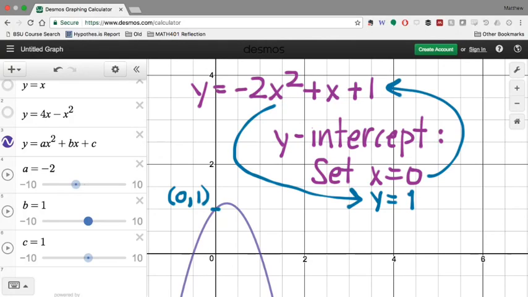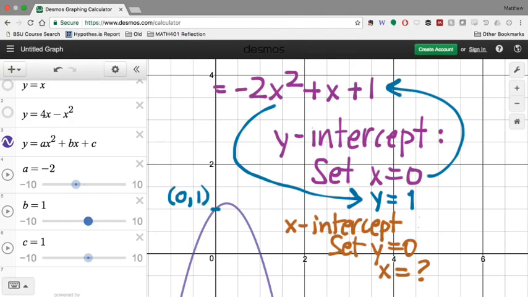Okay, so that wasn't so bad. What about the x-intercepts? Yes. So we'll set y equal to 0, and then determine what x should be. And so this is probably going to take a little bit of doing.